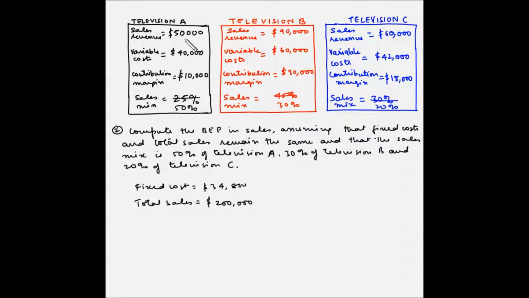So let's recalculate these values based on the percentage that was given to us for the sales revenue, variable cost and contribution margin for each television. So the sales revenue now is 50% for television A. So what that means is, out of a total sales of $200,000, the contribution television A is $100,000.